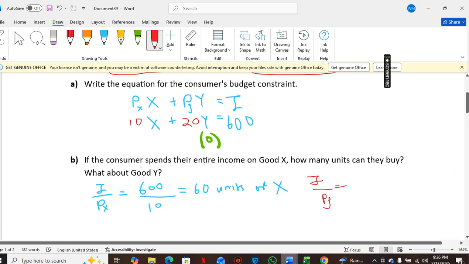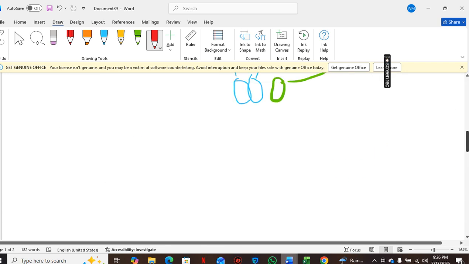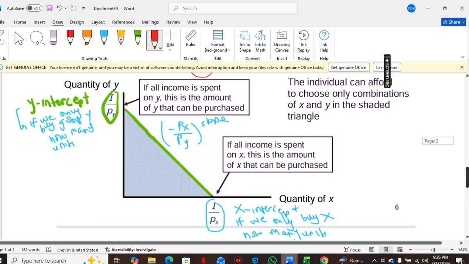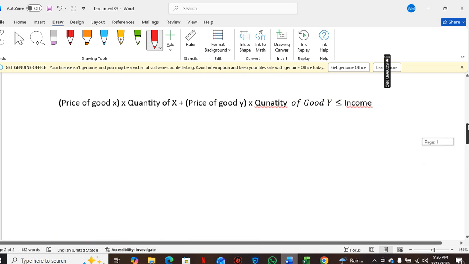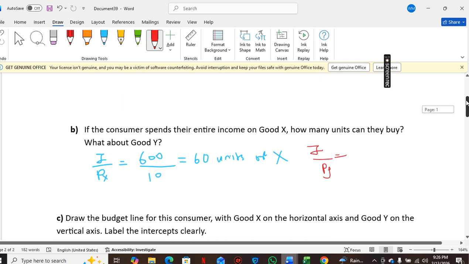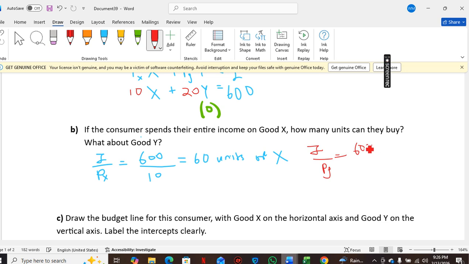Then if the consumer only buys good Y, you're going to say income over price of good Y. This is the Y-intercept here. So 600 divided by 20 gives us 30 units. So if we only buy good Y, we can only buy 30 units of Y.